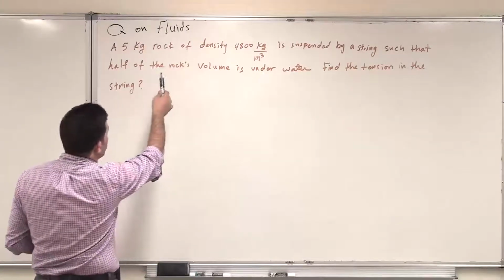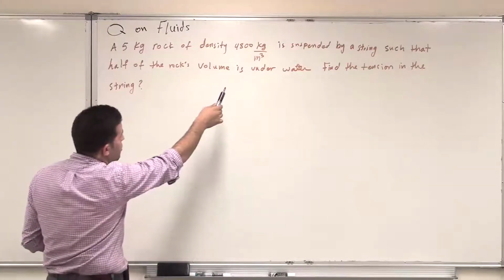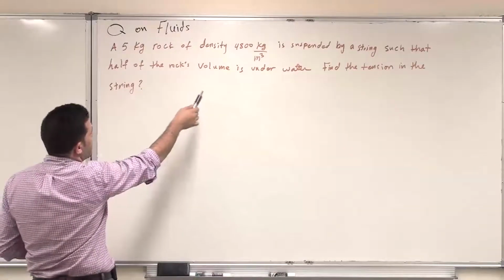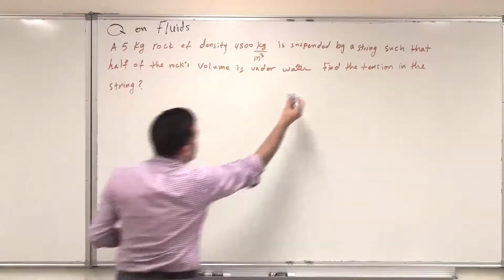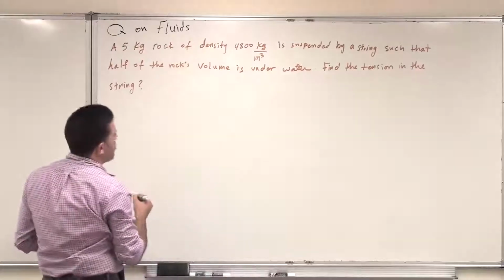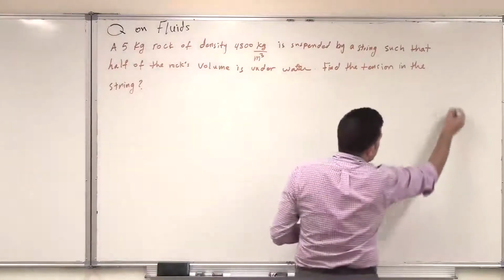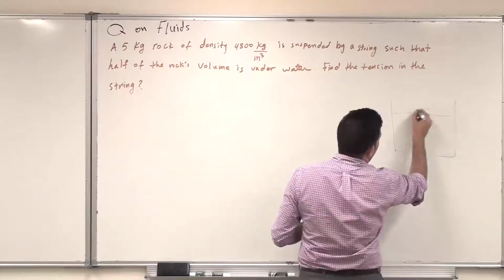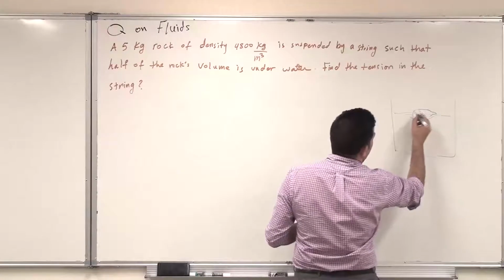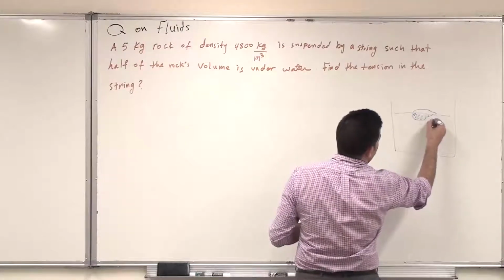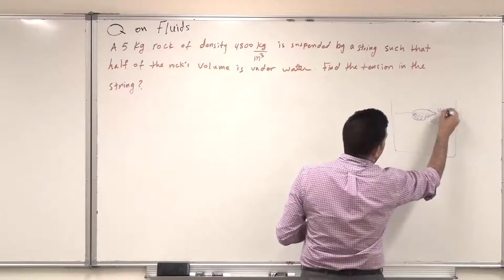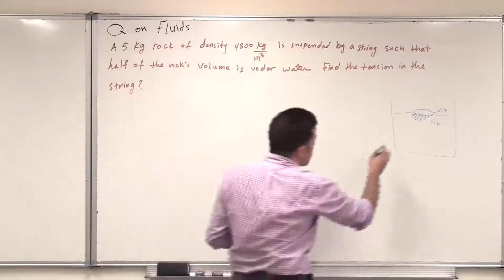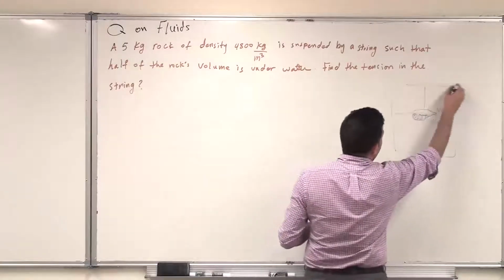This question on fluids. A 5 kilogram rock of density 4,800 is suspended by a string such that half of the rock's volume is underwater. Find the tension in the string. So we have here a situation of water, and we have a rock, but half of the volume of the rock is underwater. So this is V over 2, and the other half is above water. And we need to find the tension, and this rock is hanging by a string.